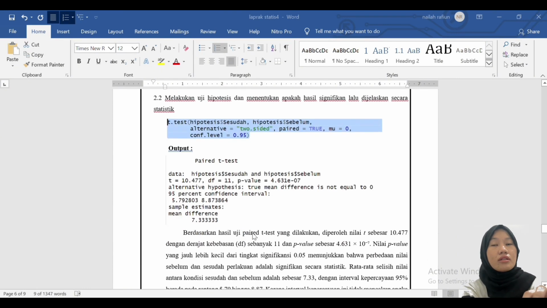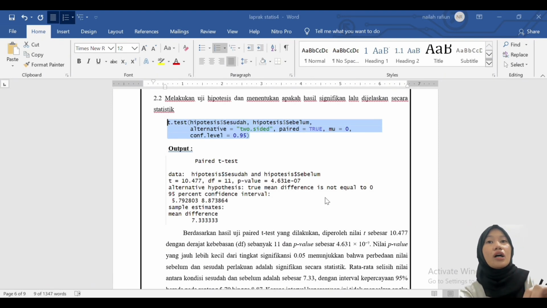Next question is question number 2.2. In question number 2.2, we have to conduct hypothesis testing and determine if the results are statistically significant and explainable. This is the code and this is the output.